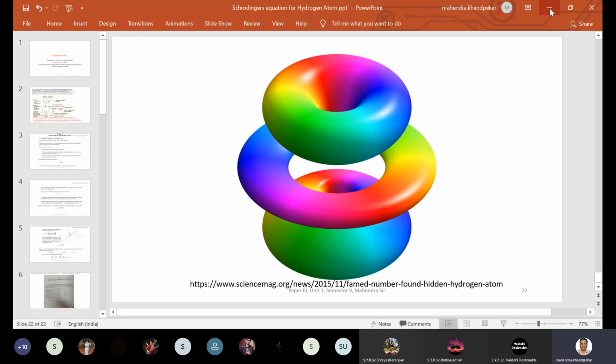Shreya, would you like to say something? Today we saw an overview of how the Schrodinger equation is for a hydrogen atom in terms of spherical coordinates and how there are conditions for quantum numbers. It was an overview.